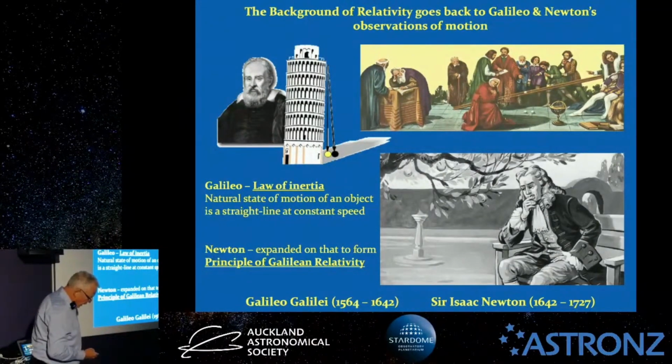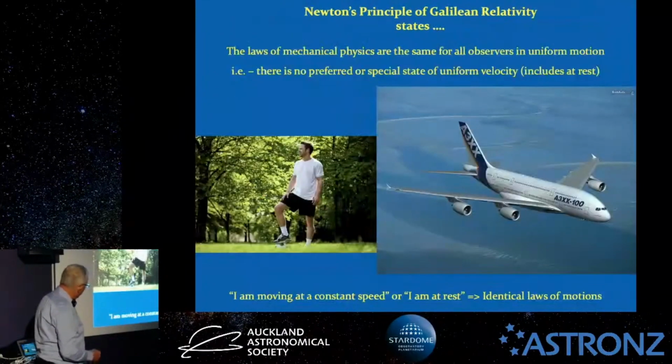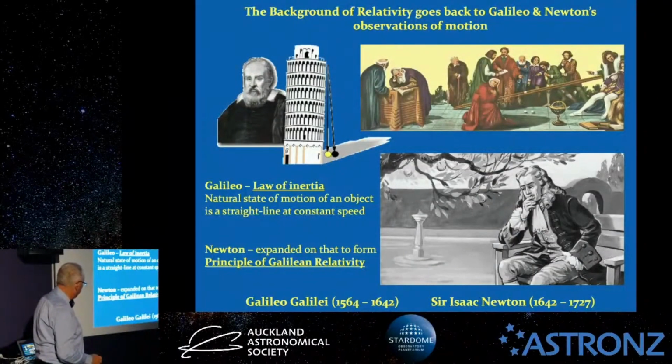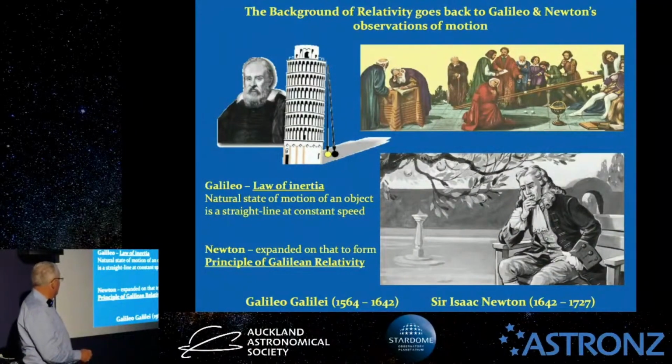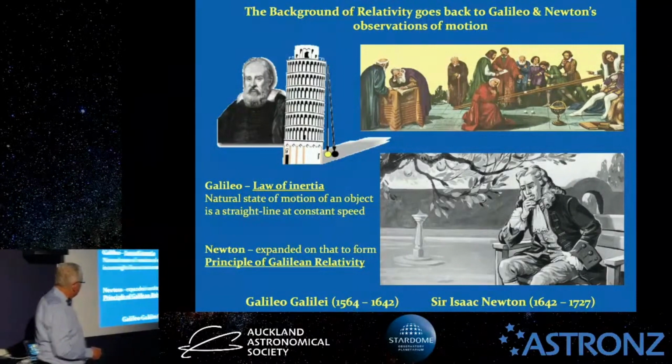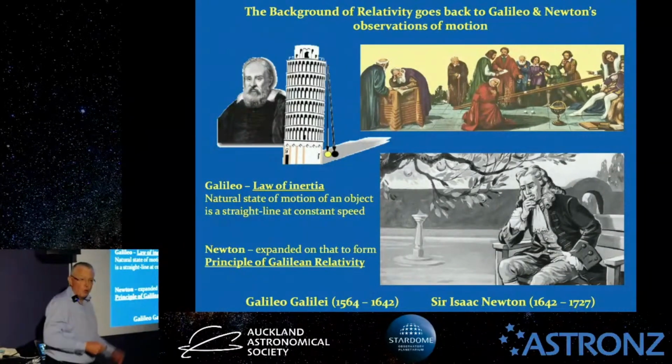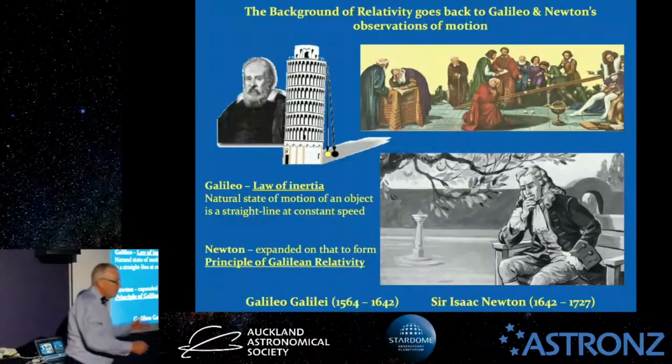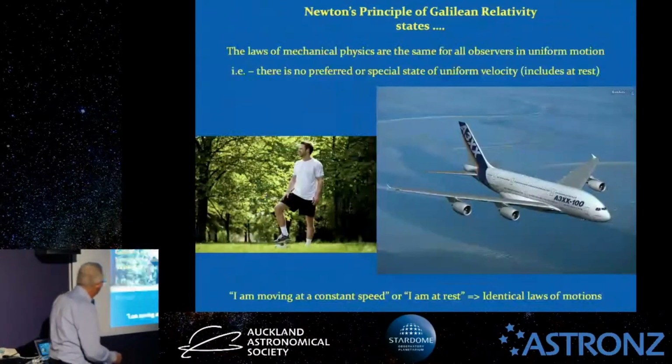And then Newton came along. Incidentally, Newton was born in the same year that Galileo died, so he picked up the baton, so to speak. And he expanded on these laws of motion to create the principle of Galilean relativity. So already these scientists were thinking about relativity. What do different observers see and how are they related?